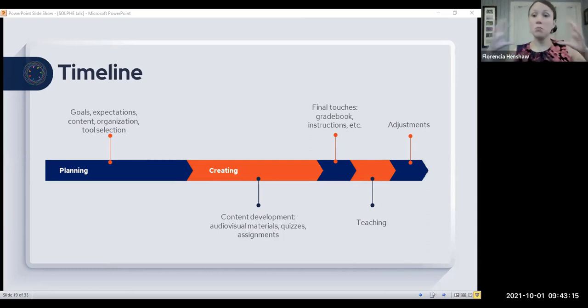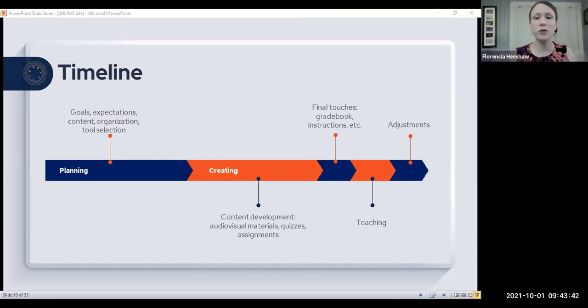The other bulk of the creating of the course is about content development, right? So the audiovisual materials, the quizzes, the assignments. But as you can see, and the proportions are on purpose, the vast majority of creating an online course is about the planning, very careful planning, and the creating of the materials. Everything else is relatively minor compared to those two things.